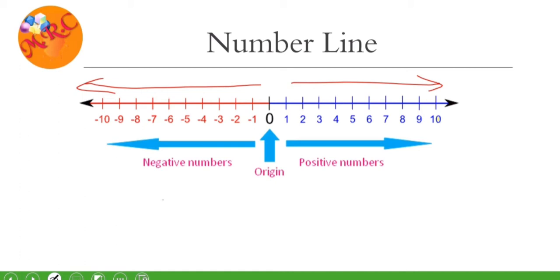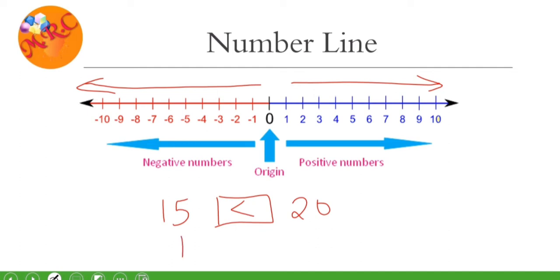So let's just look at a few examples. So say I have 15 and I have 20. Which one is greater? 20 is definitely greater, all right? Or we say 15 is less than 20.